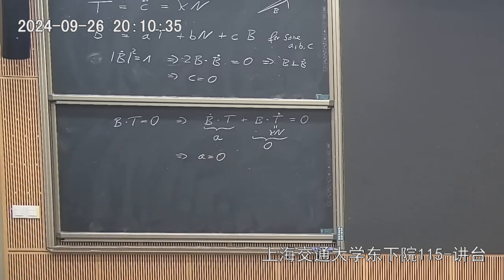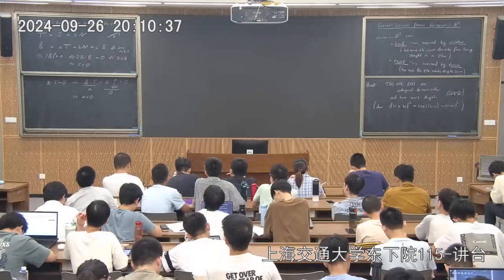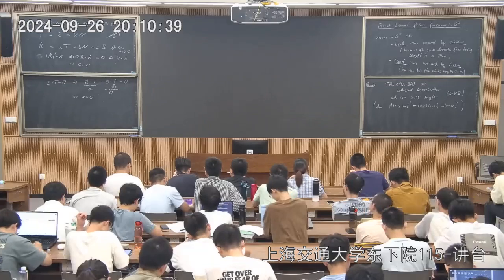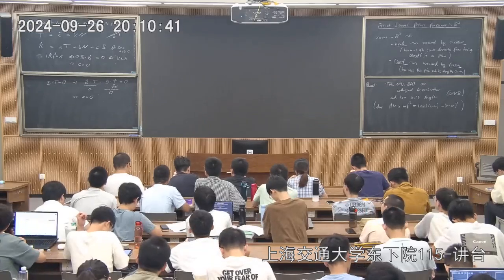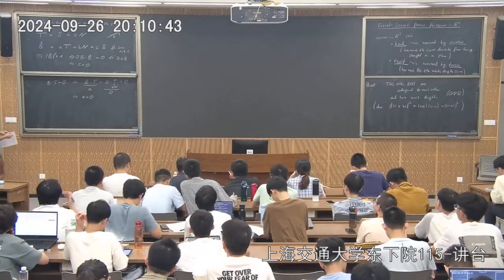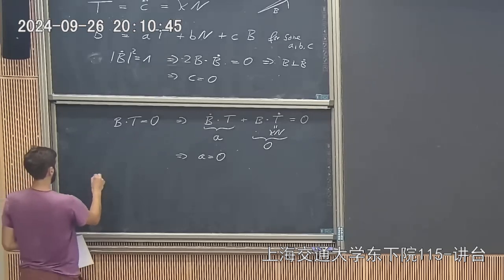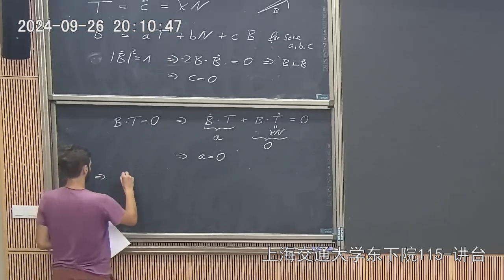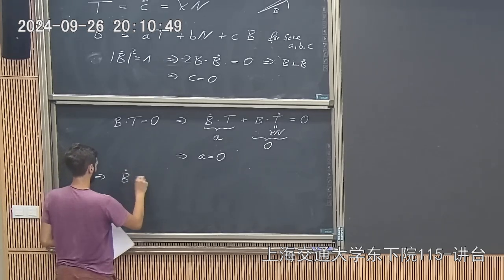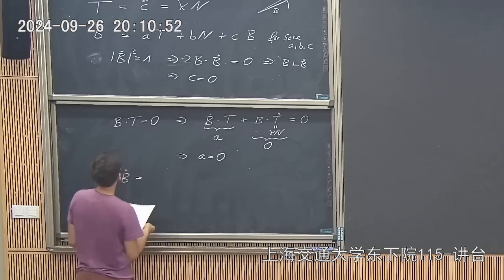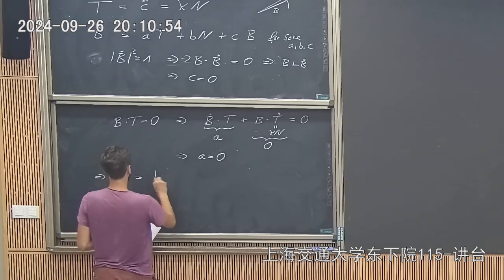And again, the geometric intuition is that because B is defined to be orthogonal to T for all times, they can't change in the T direction. So what we get is that B prime is of the form B times n.